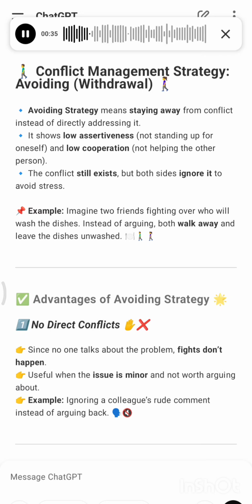Advantages of avoiding strategy. 1. No direct conflicts. Since no one talks about the problem, fights don't happen. Useful when the issue is minor and not worth arguing about. Example: ignoring a colleague's rude comment instead of arguing back.